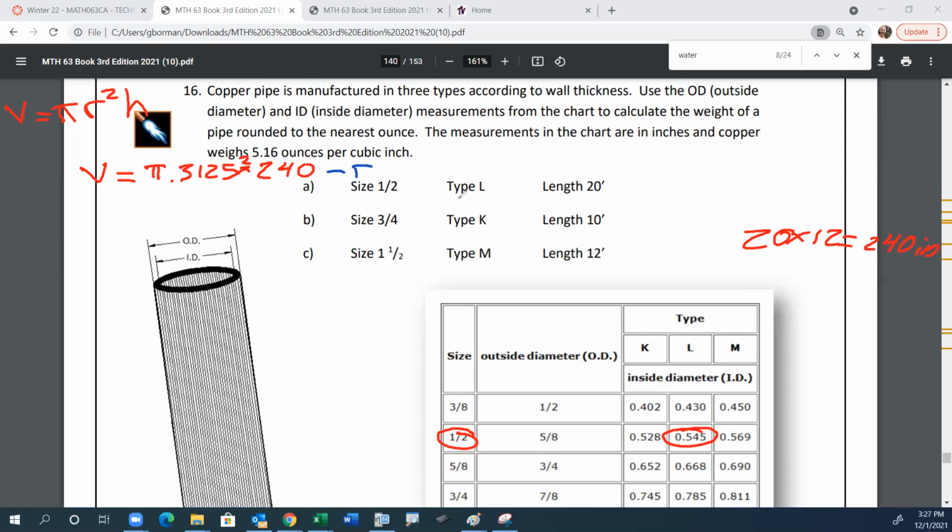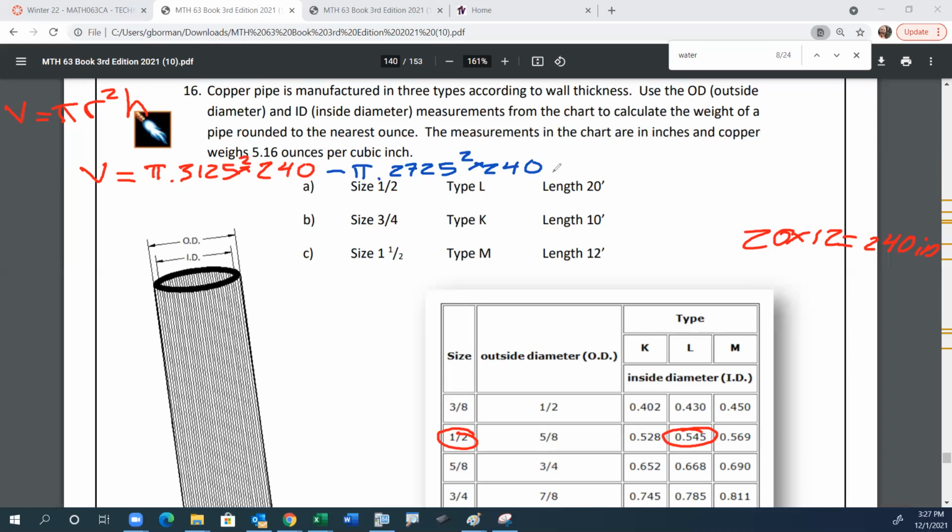It'll be pi times the radius of the hole. Well, we know the diameter is 0.545. All right, so if we chop that in half to get the radius, it'll be 0.2725. So radius squared times the height. Again, it's the length of the pipe, so 240 inches.